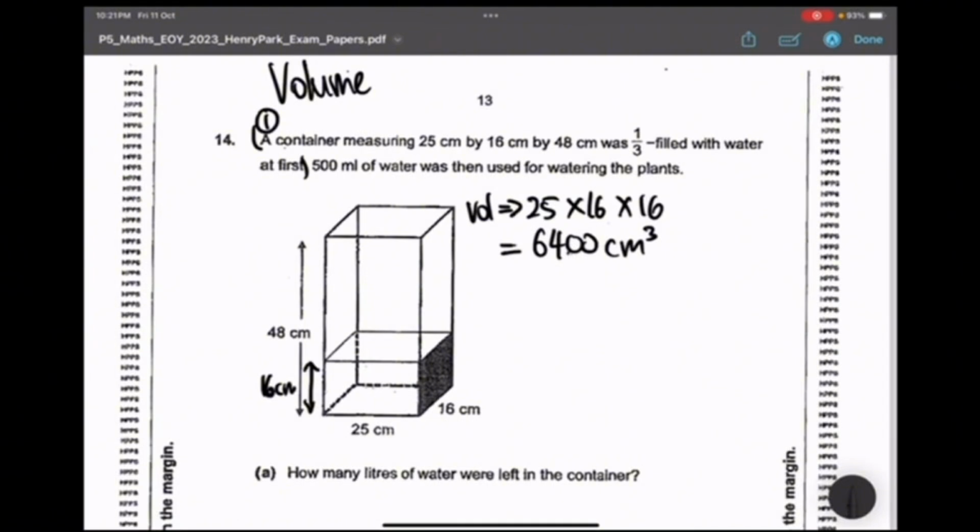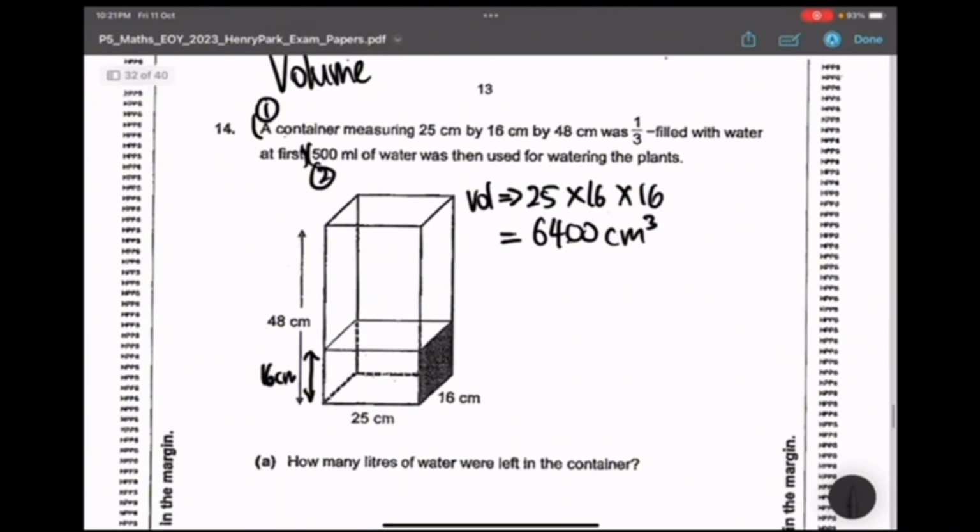Now, what does it say next? Okay, sentence number 2, it says 500 ml of water was then used for watering the plants. Now, what I want to do is to convert 500 ml into cm cube, which is simply 500 cm cube.